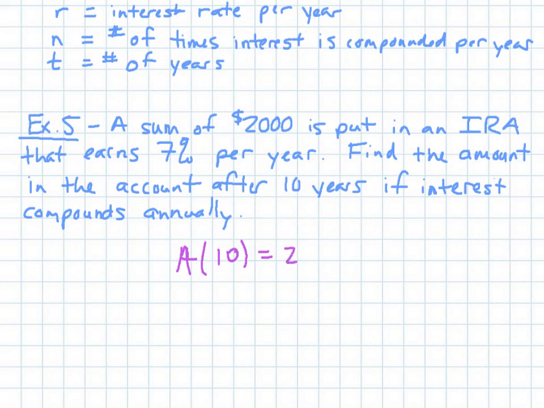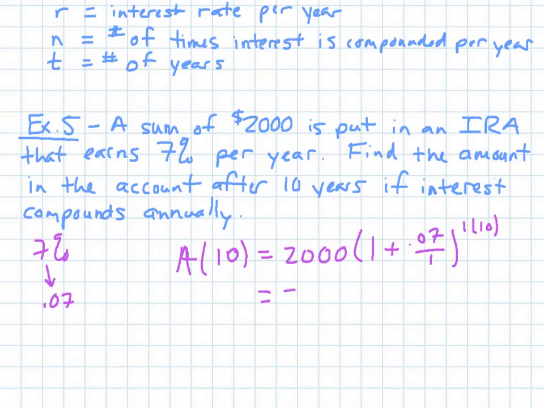That's going to equal 2,000, which is our principal, so our starting amount, times 1 plus our interest rate. So remember, interest rate, since it's 7%, we convert that to a decimal, which is 0.07. Annually compounds, so that's just once. So then 1 times the 10 power for time.